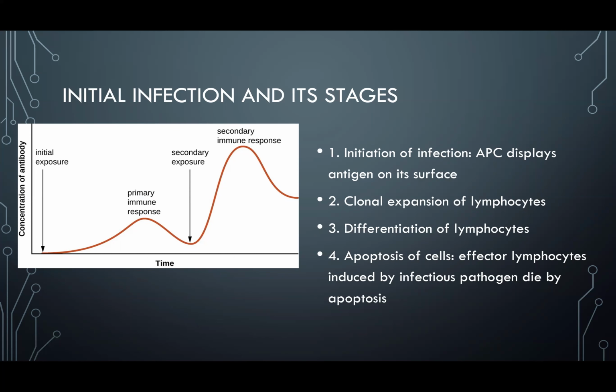Here we see a graph showing how the concentration of antibody varies over time. When there is an initial exposure, the concentration of antibody slowly increases, then decreases, and this is the primary immune response. After a secondary exposure, the time needed for the concentration of antibody to increase to a much higher level is much quicker, and then the secondary immune response occurs.